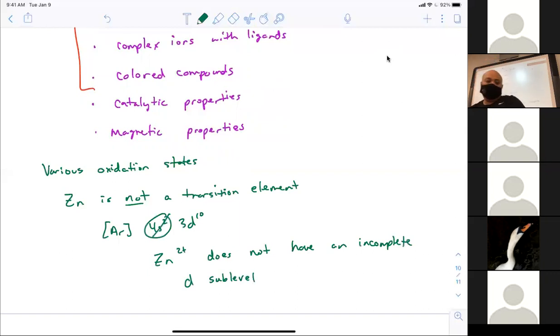So therefore, it can't have colored compounds. It can't have these properties because all these transition elements are reliant on the fact that there is empty space in some of these d orbitals for electrons to move around. So zinc is not a transition element, even though it's in that section of the periodic table. One of the other things is that the transition element has to have an incomplete d sublevel.